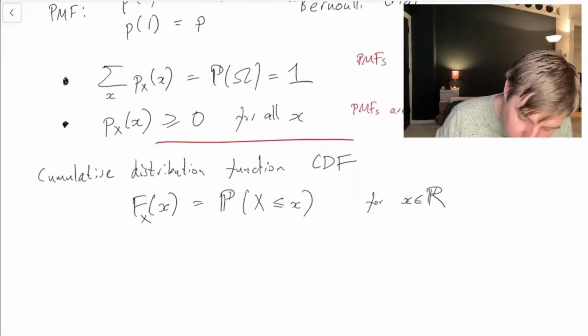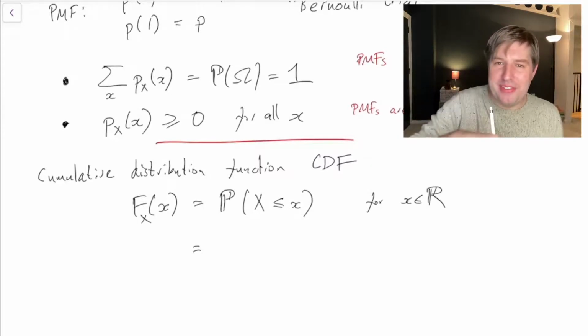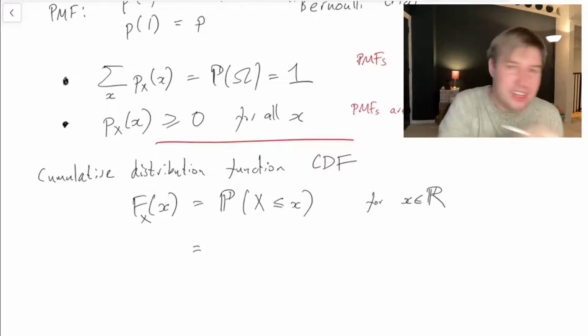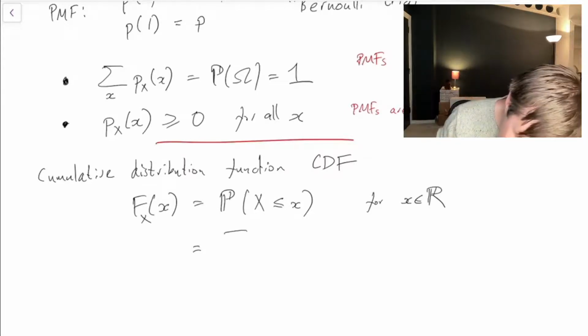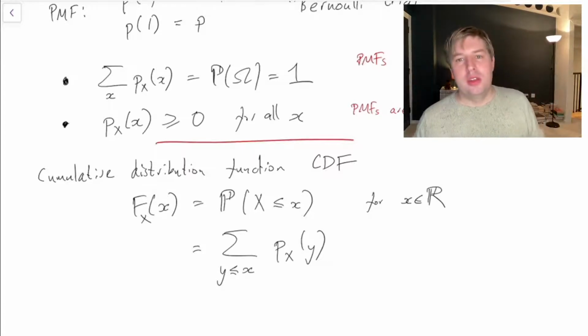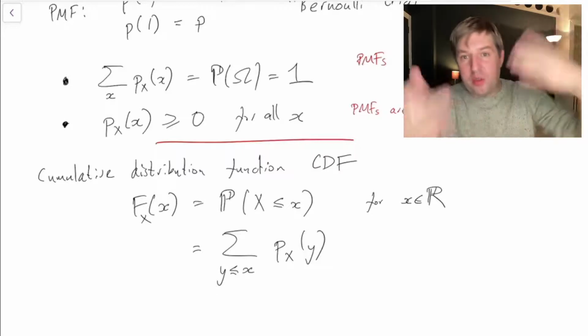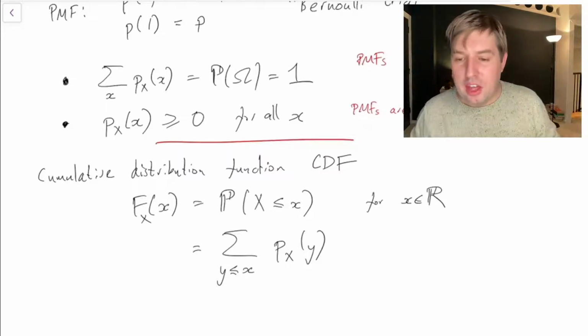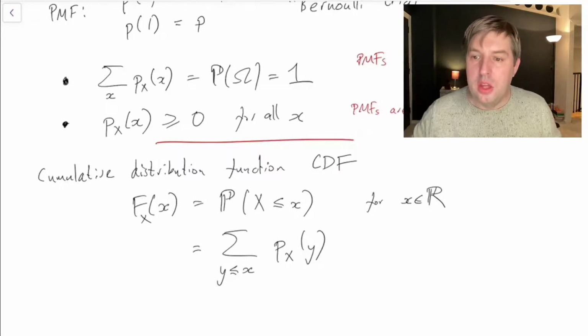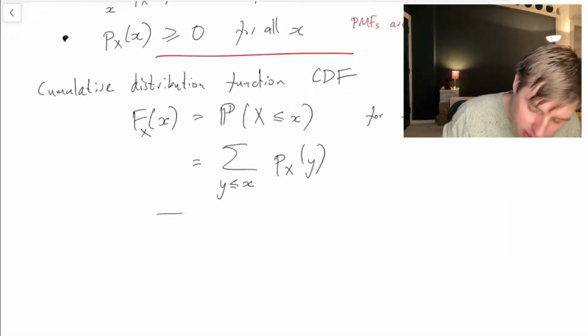And so hopefully it should be clear that we can get this by adding up the PMF of all the smaller values. So this is the sum of the PMF over all the values up to x. Because if we're smaller than x, we must have taken one of those smaller values, and so if we add up all their PMFs, we get the value. So we can work out what they are for our examples as well.